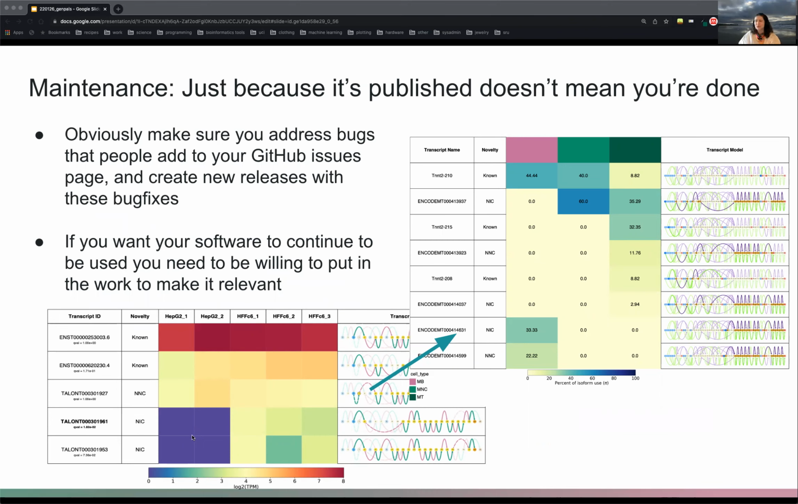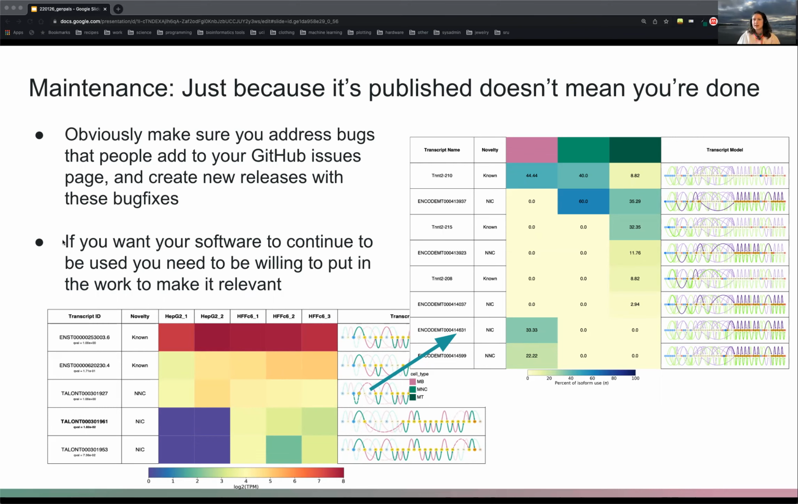You can plot percent isoform instead of log2 TPM. There's so much more that it can do. And I think that this is a testament to the fact that if you want your software to continue to be used, at least by your own lab, because let's be honest, nobody's using it except for my lab, you need to be willing to put in the work to make it relevant.